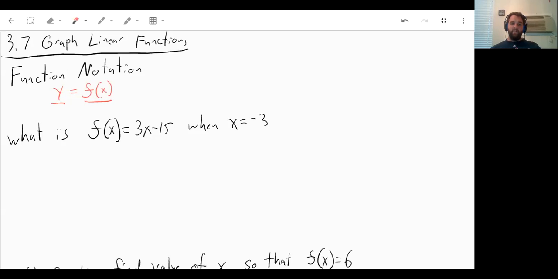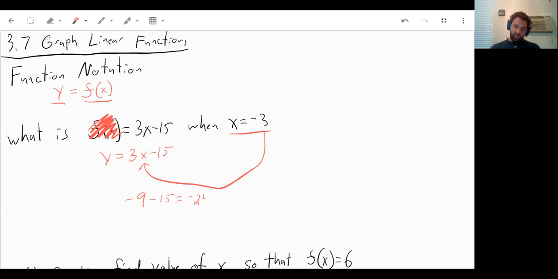So what does this equation equal when f of x equals 3x minus 15? Well, the first thing is that x equals -3. If this were y equals instead of f of x, we would just plug that -3 in for x. That has not changed here. We're still going to plug the -3 in. So 3 times -3 is -9, minus 15 gives us -24. So our answer is -24.